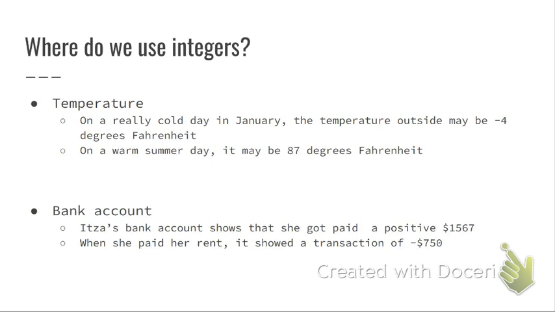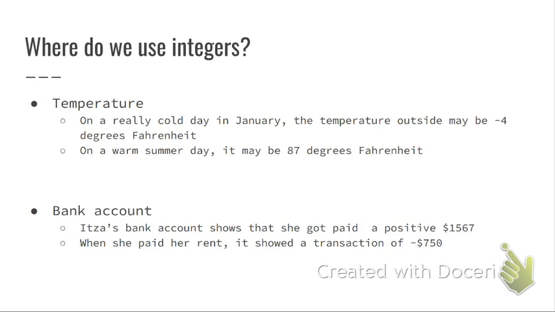So where do we use integers, or in general, where could we have negative numbers? We all think of lots of things we could count and use positive numbers, but temperature, at least here in the northern hemisphere, on a really cold day in January, the temperature outside may be -4 degrees Fahrenheit. On a warm summer day, it may be 87 degrees Fahrenheit. But those negative numbers are the really cold days. In Celsius, negative numbers would be all the numbers below freezing.